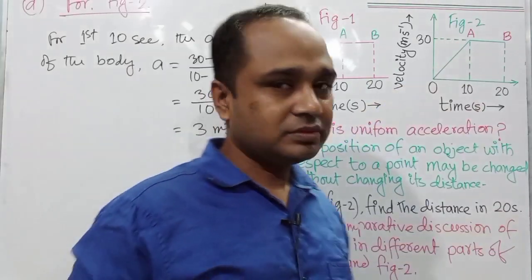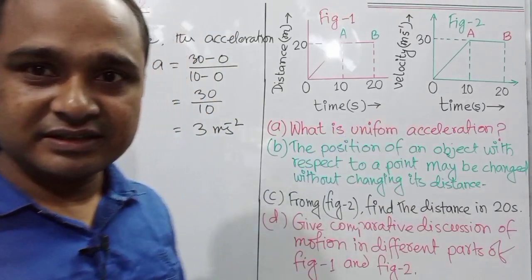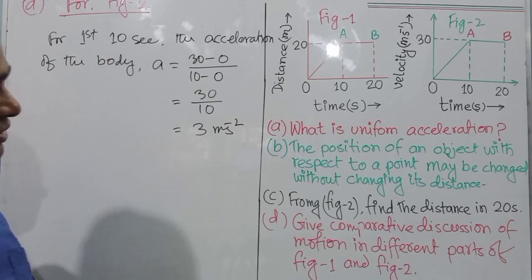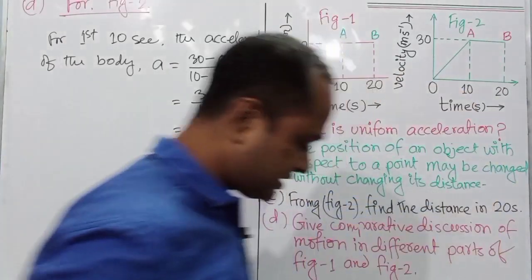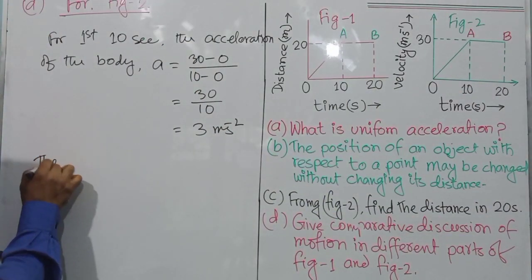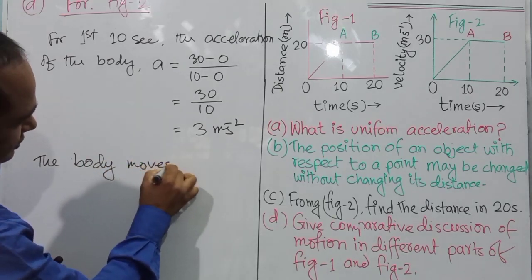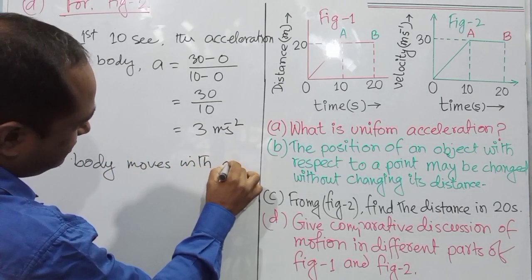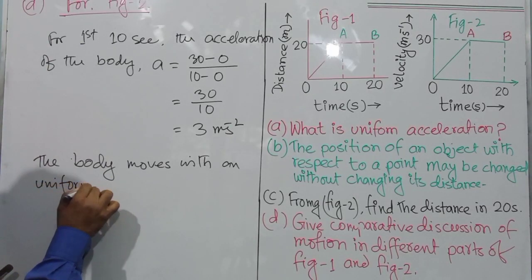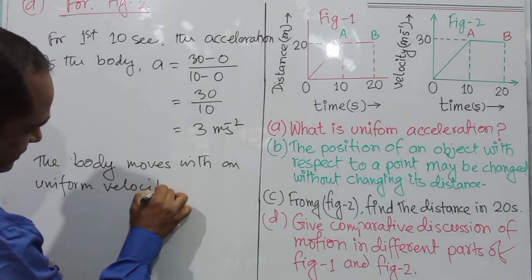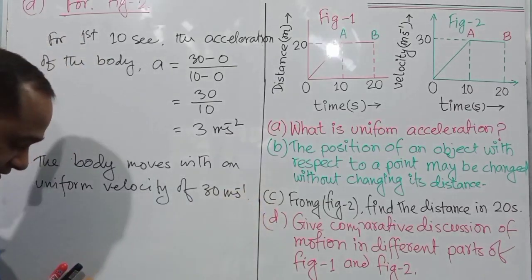So the motion of the body according to the second figure for the first 10 seconds: the body moves with a uniform acceleration of 3 meter per second square, and for the next portion the body moves with a uniform velocity of 30 meter per second.